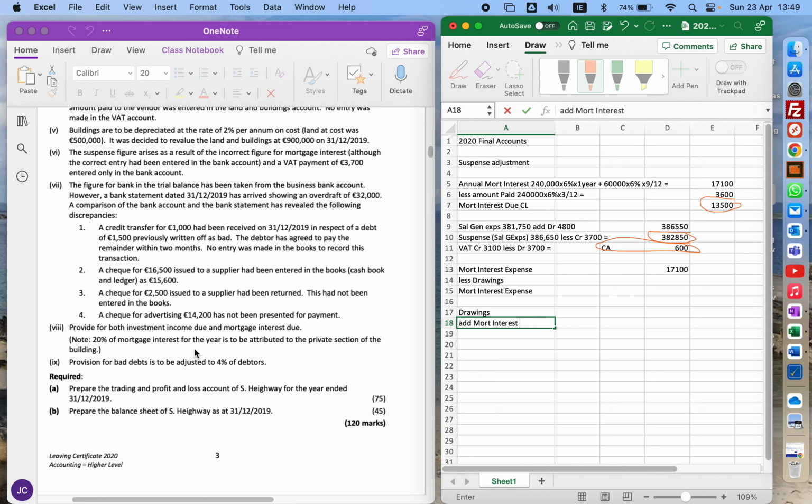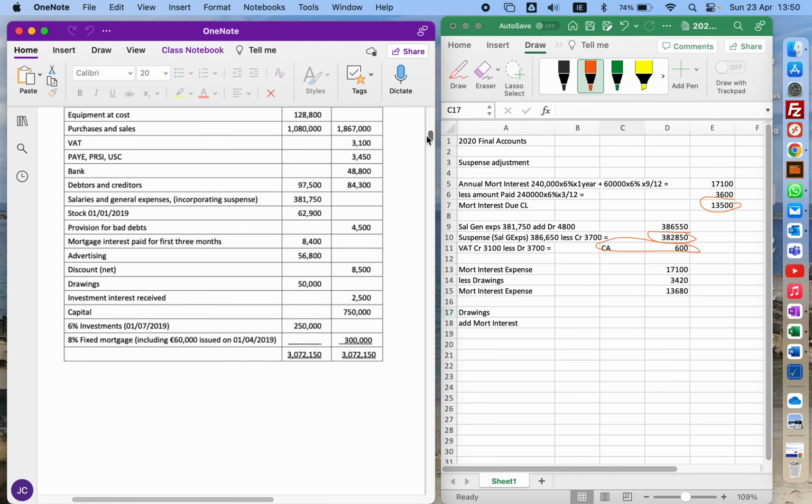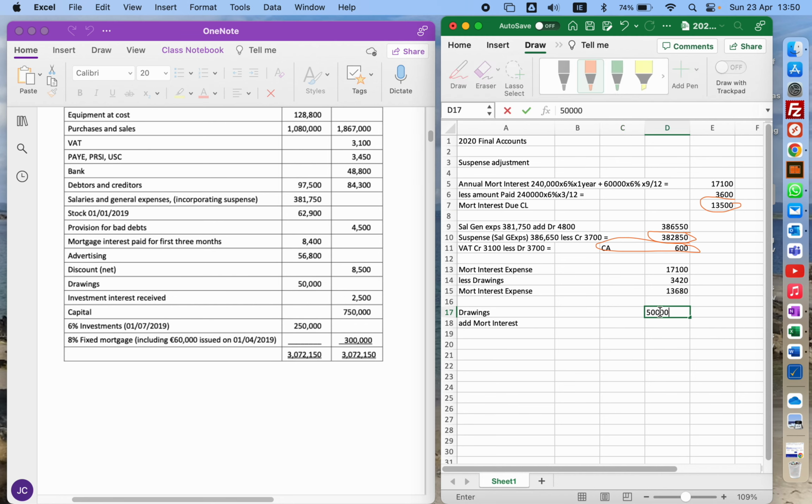20% of the mortgage is private, so it'll be 20% of that. So the mortgage interest is going to be that number. The drawings figure then, drawings at the moment is 50 grand. And I'm going to add to that my drawing, and that will give me a total figure. So this is the new figure for drawings.